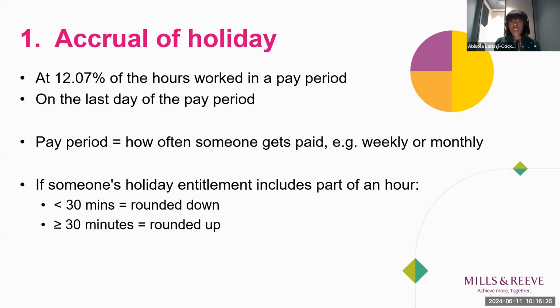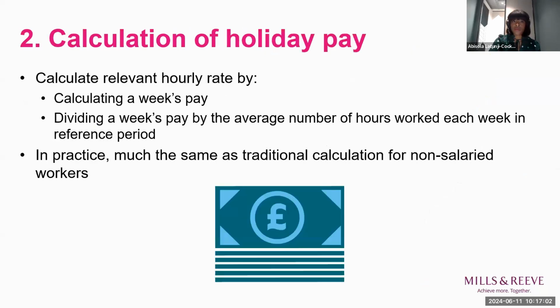There's an exception when that accrual rate isn't applied, and that's when your atypical worker is on sick leave or some form of statutory leave, such as maternity leave. And in those cases, holiday accrues at a rate of 12.07%, but based on the number of hours worked during a 52-week reference period. And as it says on the slide there, if someone's holiday entitlement, once you've calculated it, includes part of an hour, if that's under 30 minutes, then that's rounded down to 0. If that's 30 minutes or more, then that's rounded up. So we've now got a clear system for calculating the accrual of holiday for atypical workers.